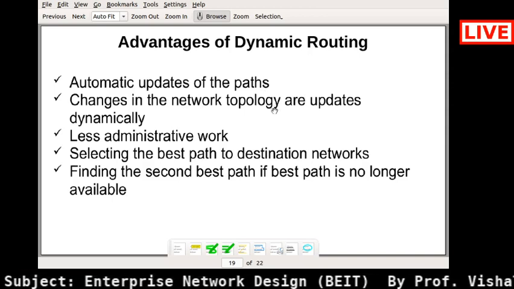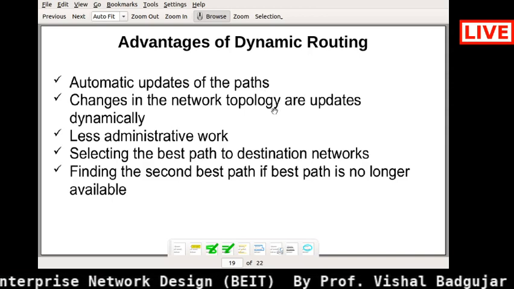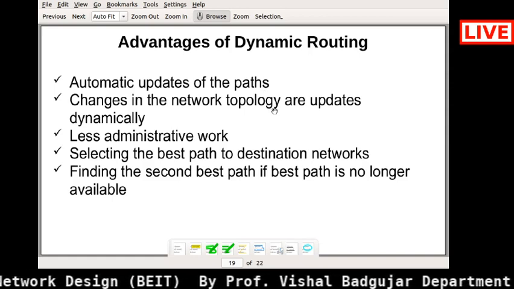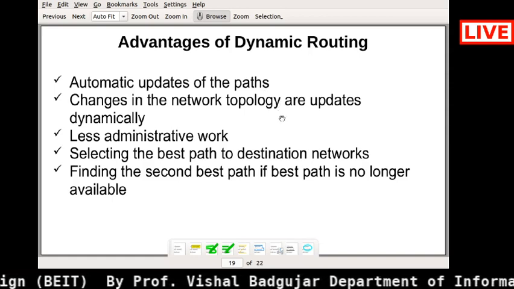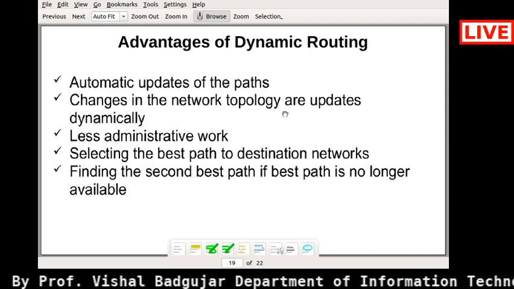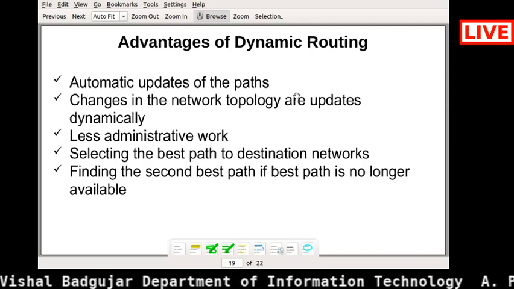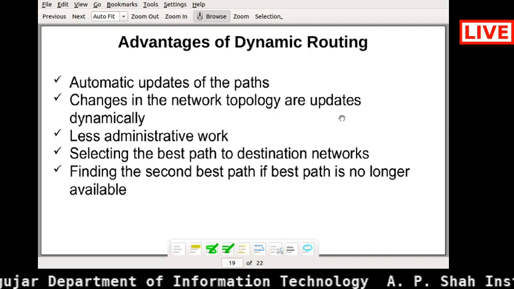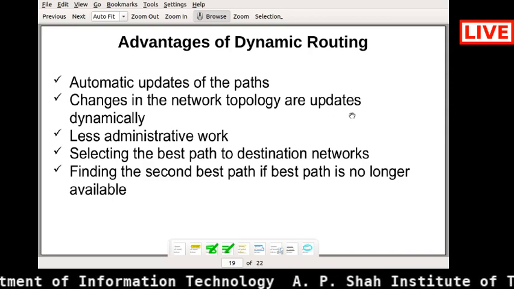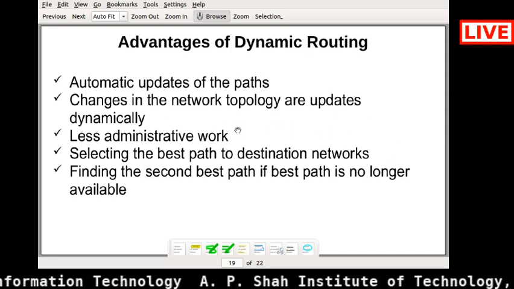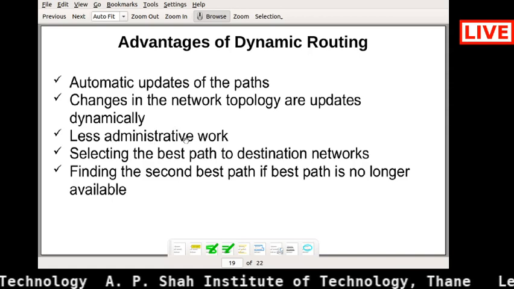For example, if you scale your network, or you have added two routers after designing the network, it will be updated in your topology automatically, right? The routing information is also updated automatically. So in this there is less administrative work.